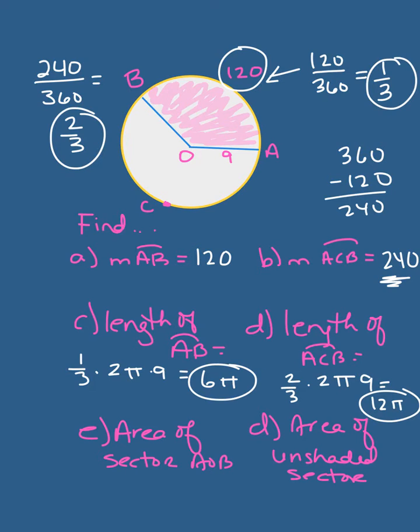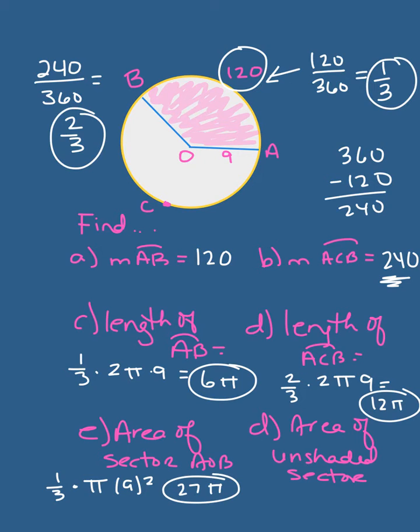We'll finish up by finding the area of sector AOB, again what's inside there. So I know AOB again is 1/3 of the circle times pi r squared, pi, and then my radius is 9. So when I have that 9 squared, I end up with 27 pi. So that's the area of sector AOB.